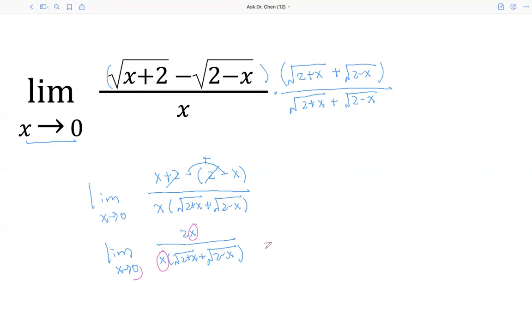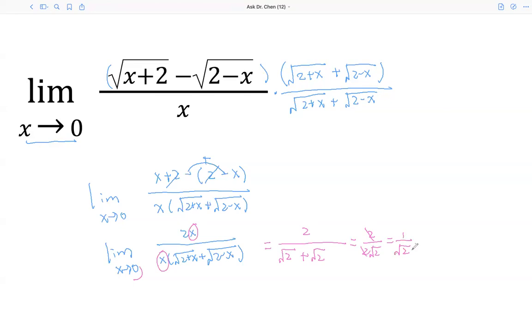So if 0 is in the domain, we just plug in. Right? Numerator is 2 left. Denominator we have square root of 2 plus 0, which is square root of 2. Square root of 2 minus 0, still square root 2. So we have 1 square root 2 plus 1 square root 2, that's 2 square root 2. Then we see this 2 over 2 becomes 1, and 1 over square root 2.